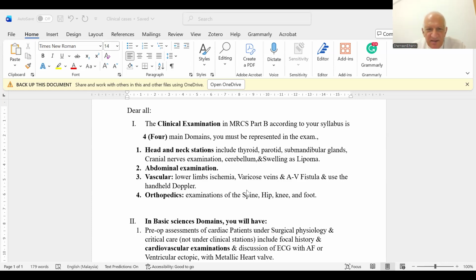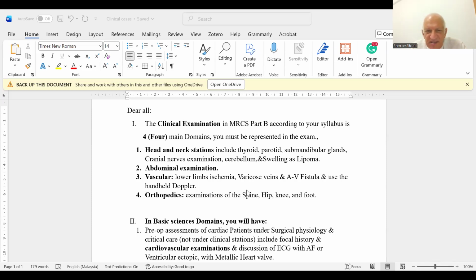In the past, we had thyroid, but now we don't have much thyroid. Examination of cranial nerve, a normal patient, also can be done. So the common ones in these stations are either submandibular or cranial nerve, and sometimes both. Abdominal examination just examines the abdomen or inguinal hernia, and usually no finding, and the patient is normal. In the vascular, we have lower limb ischemia, we have varicose vein, we have AV fistula.